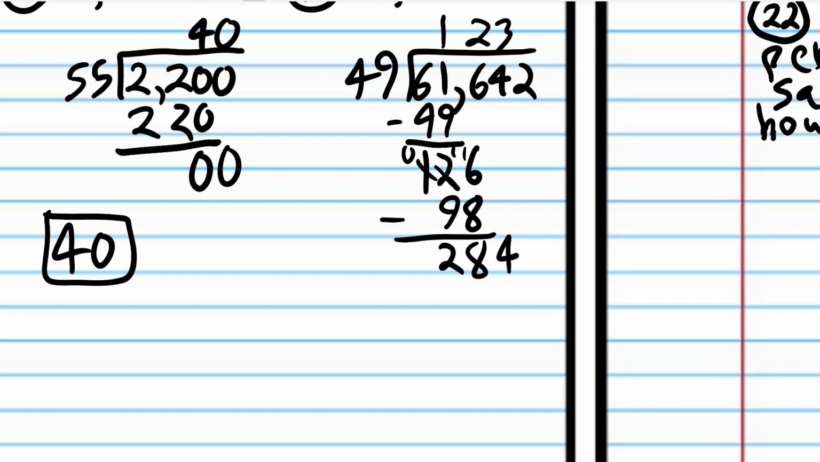What am I thinking? I wasn't even close. I think I meant 5 times. Let's try 1, 2, 3, 4. Yeah, I meant 5 times. Sorry. 5 times 49 is 245.